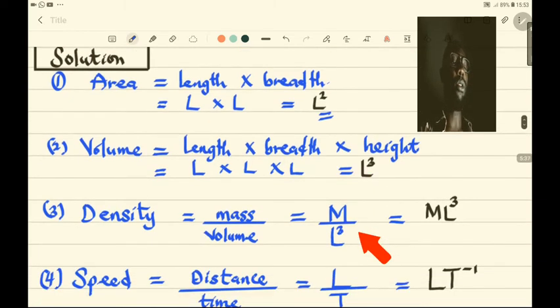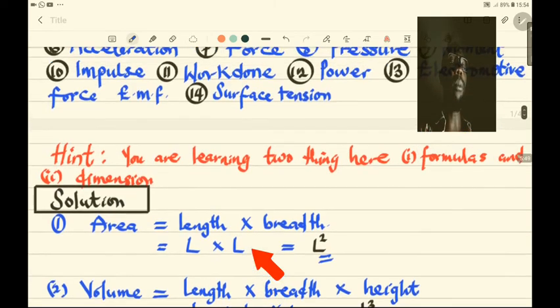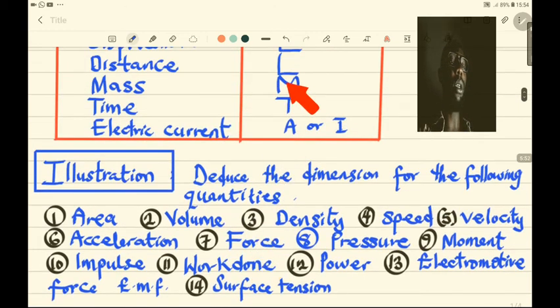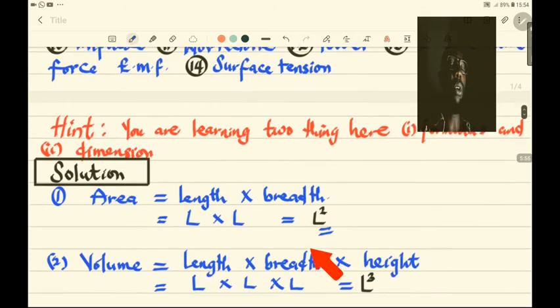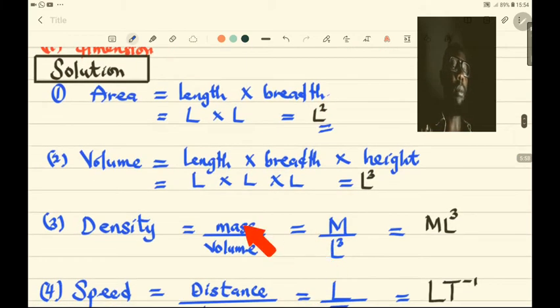Now the next thing they ask us to do is density. The formula for calculating density is mass over volume, mass divided by volume. We said earlier that the dimension for mass is capital M, so we write it in the place of mass. The dimension for volume, which we did in question number 2, is L to the power of 3. So we have M over L to the power of 3, which is equal to ML raised to the power of minus 3.